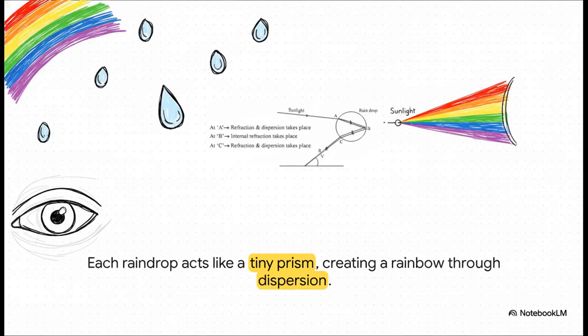And where do we see this spectacular show in nature? In a rainbow, of course. A rainbow is nothing but a giant spectrum that is created when sunlight passes through millions of tiny water droplets hanging in the air after it rains. Each and every one of those little raindrops acts like a tiny prism.